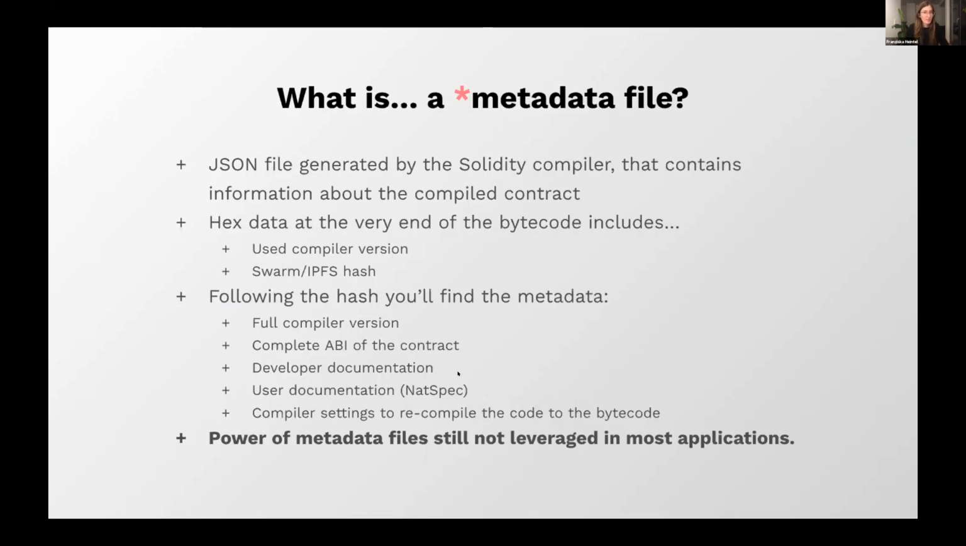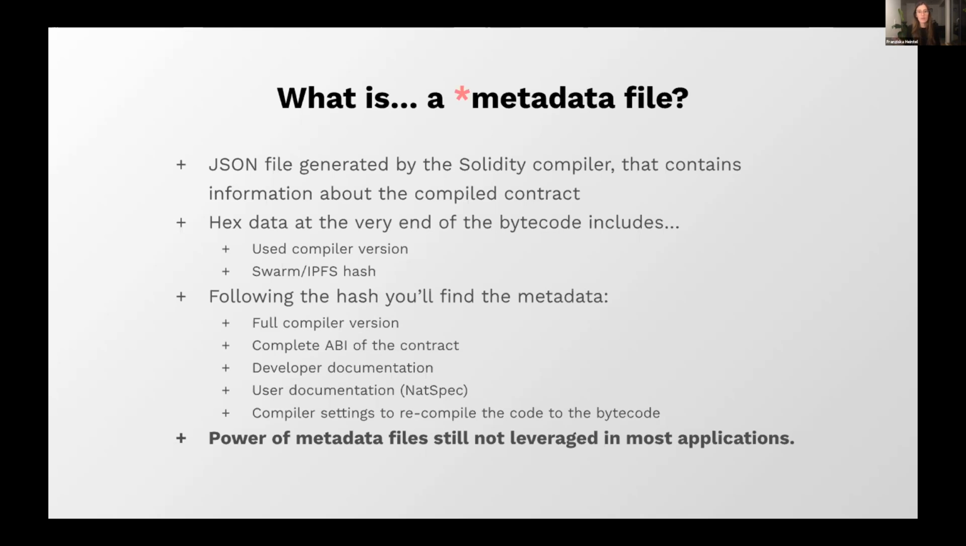Next up, what is a metadata file? Metadata files are a quite cool feature from Solidity, which got introduced many years ago, but unfortunately not many people are aware of them or are using them properly. A metadata file is a JSON file generated by the Solidity compiler that contains a lot of crucial information about the compiled contract. At the very end of the compiled bytecode, you see hex data, and this hex data already includes a bit of information: the used compiler version and a Swarm or IPFS hash.